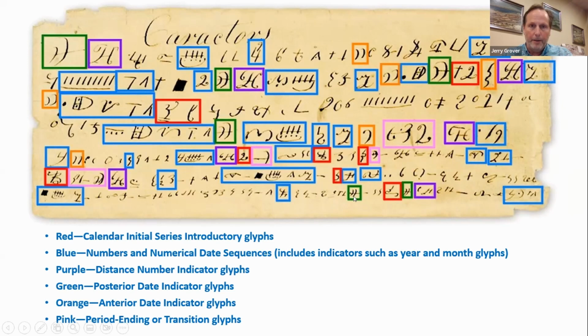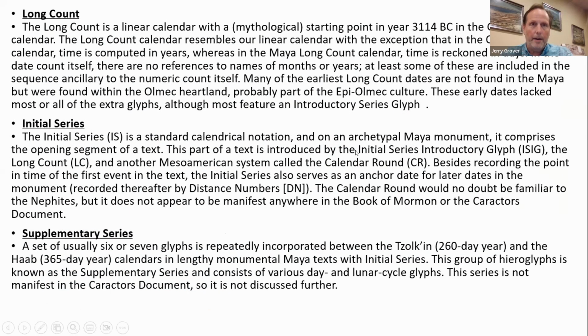And then, as I mentioned, the green is the posterior, the orange, which is these two little crescents, those are the anterior date indicators. And the pink, we'll talk about, those are the period ending or transition glyphs. They involve more than just that glyph, because it actually identifies the calendar that is being transitioned to. There's not a ton, there's just a few of those. With that, we'll head to the next slide.